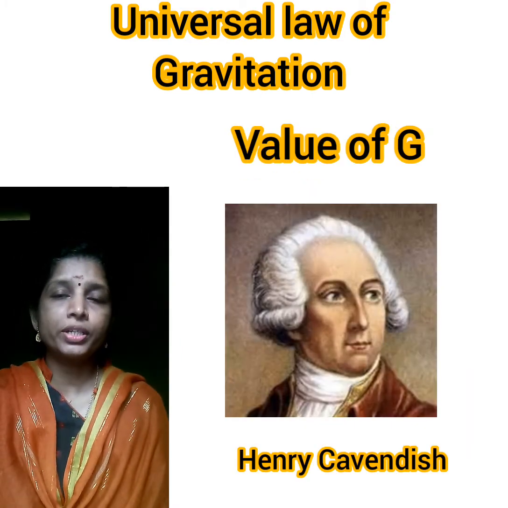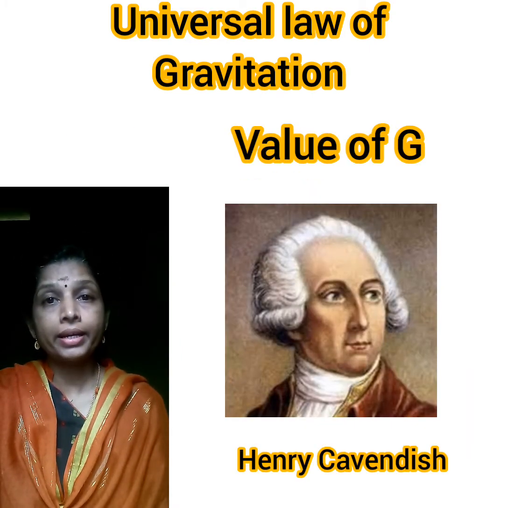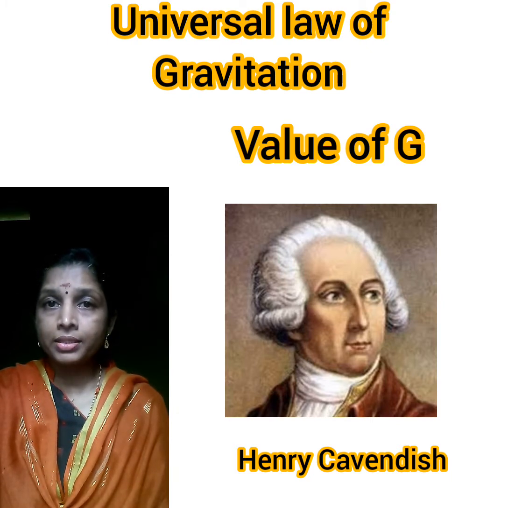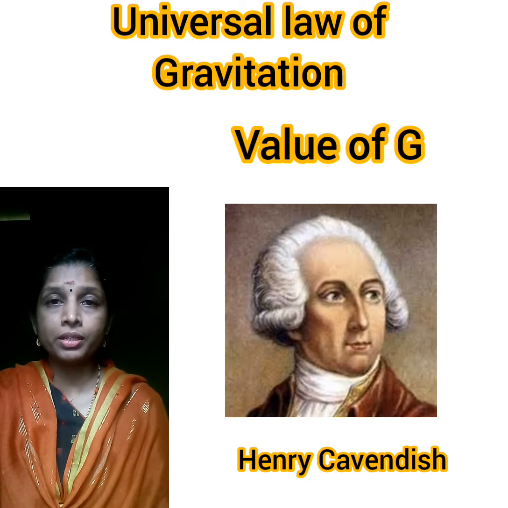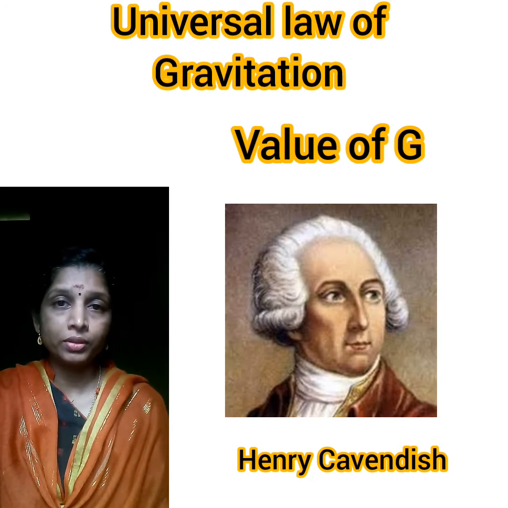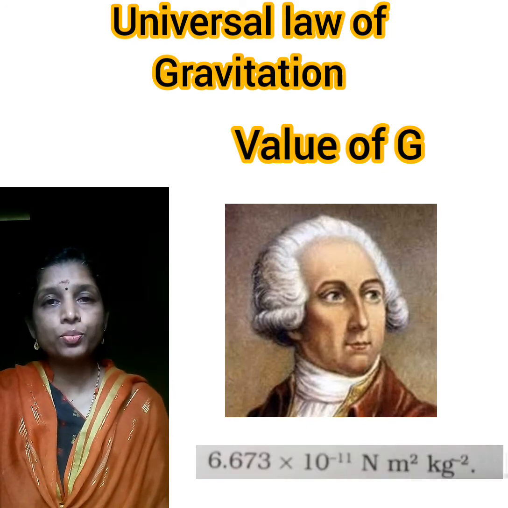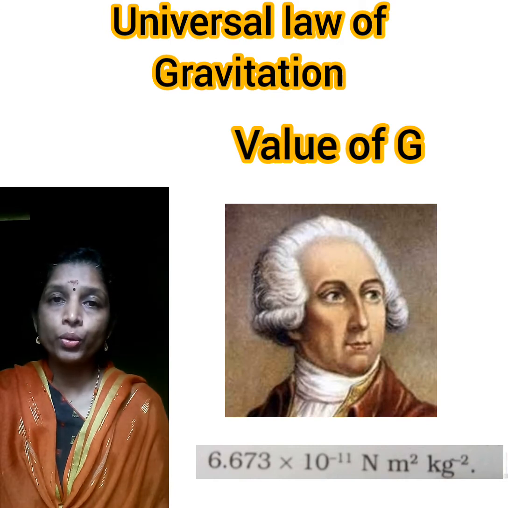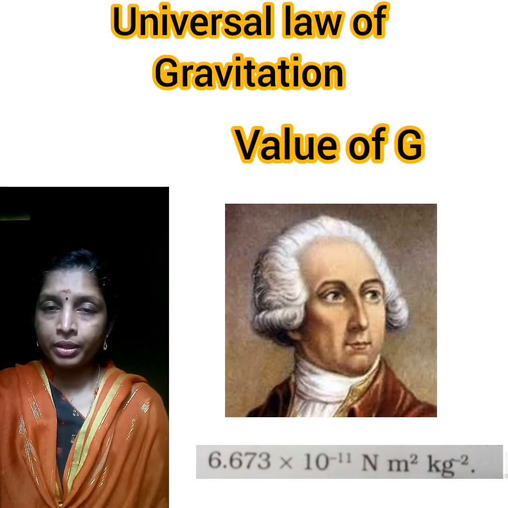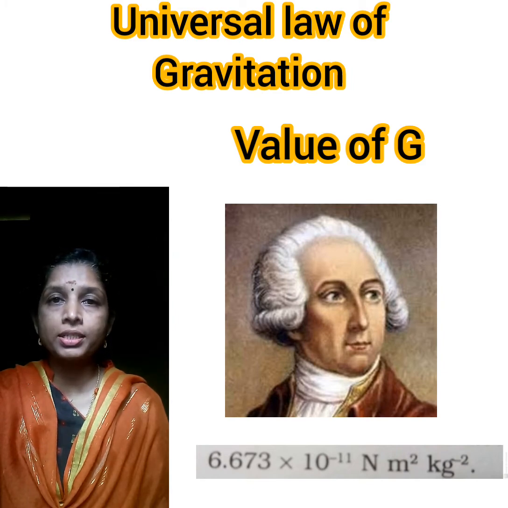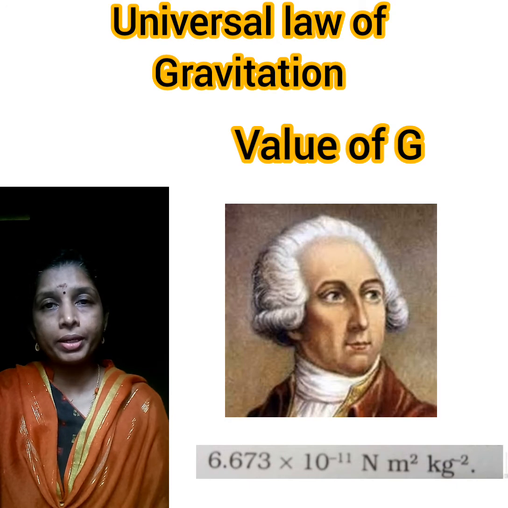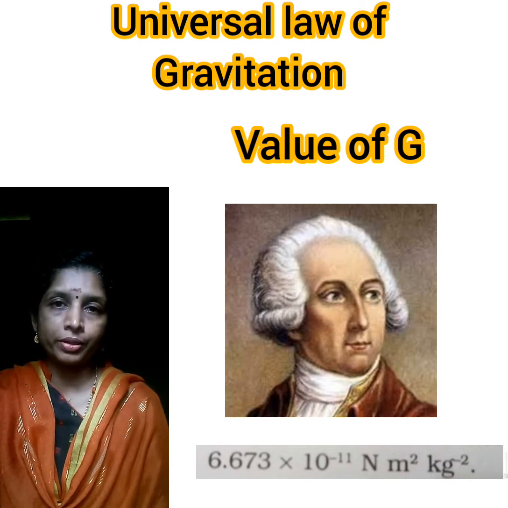The value of G was found by Henry Cavendish by using a sensitive balance, and it was accepted by all the world. Its value is 6.673 into 10 raised to minus 11 Newton meter square per kilogram square.